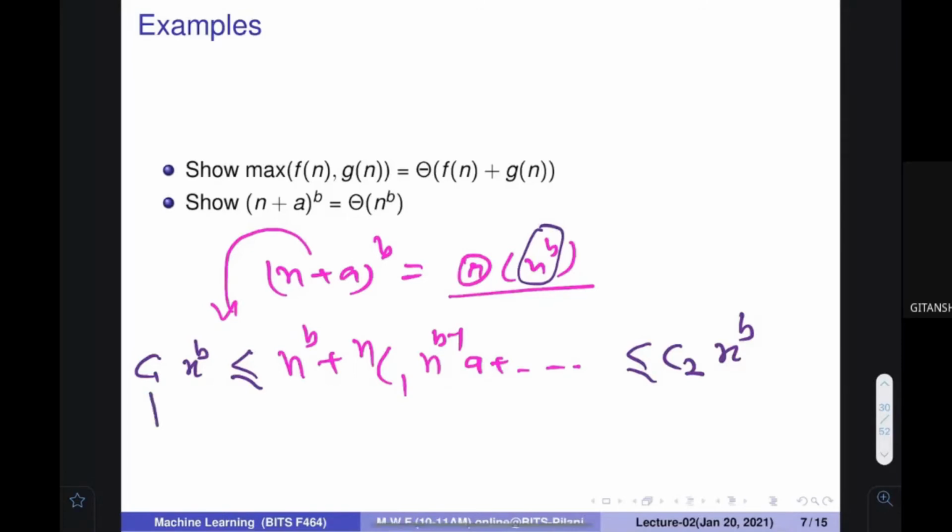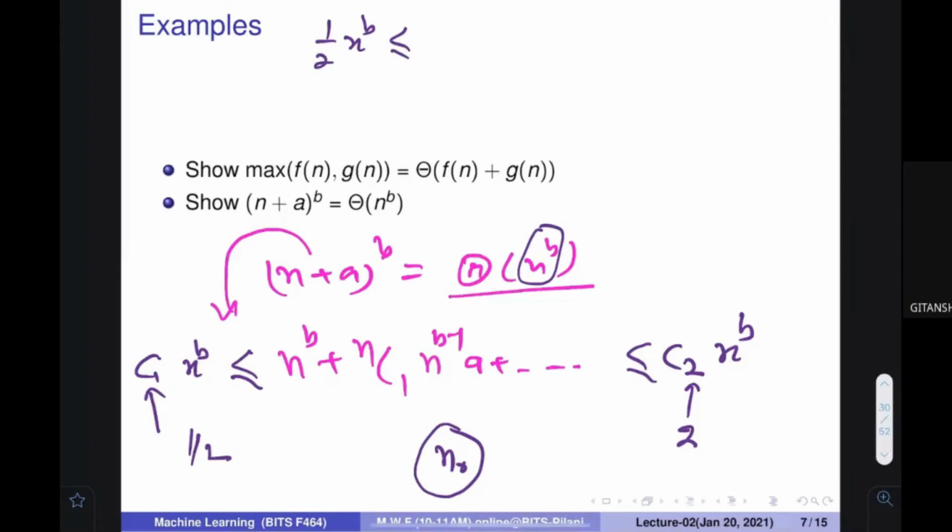Now your task is to give me c1 and c2. So can you give me the c1 and c2? So c1 could be 1/2 and c2 could be 2. Okay, makes sense. So after what value is it going to hold, what is n0? After which value of n0, half of n to the power b is less than or equal to this expression, which is less than or equal to 2 times n to the power b.